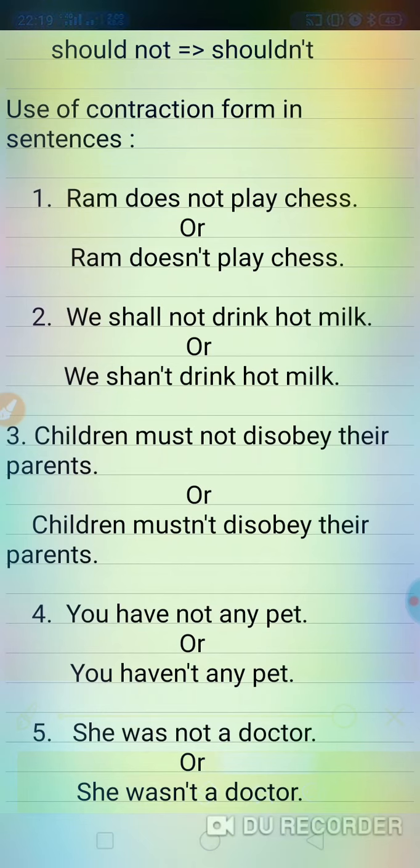So dear students, as I have told you before, contracted forms shorten our speech and writing, just like has been done in all these sentences.